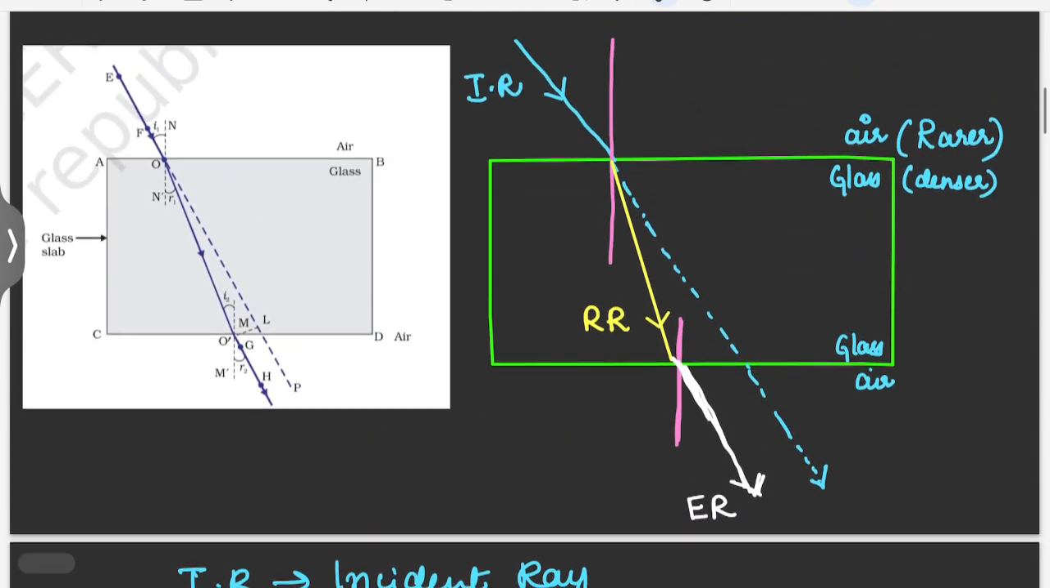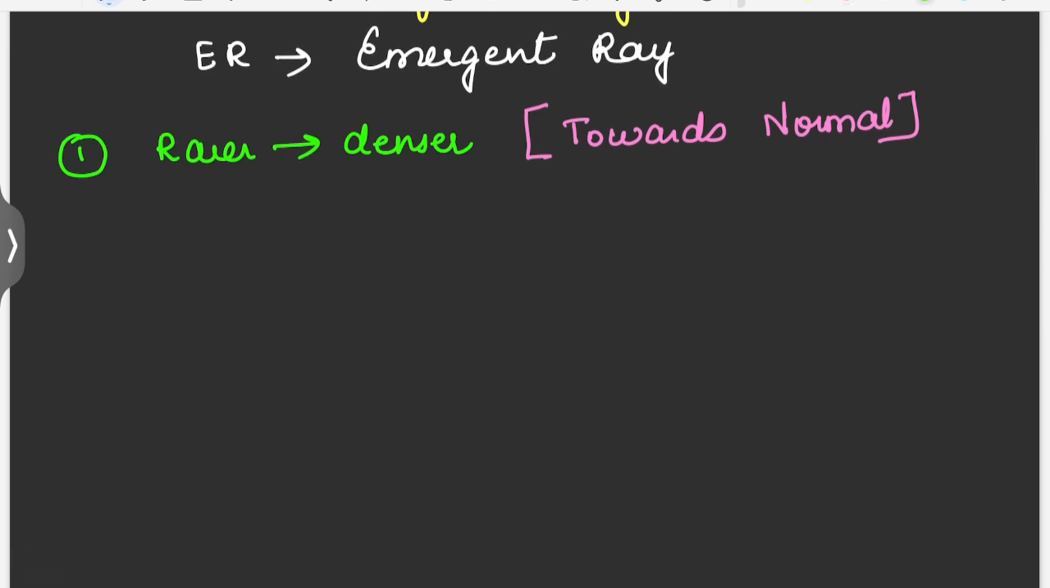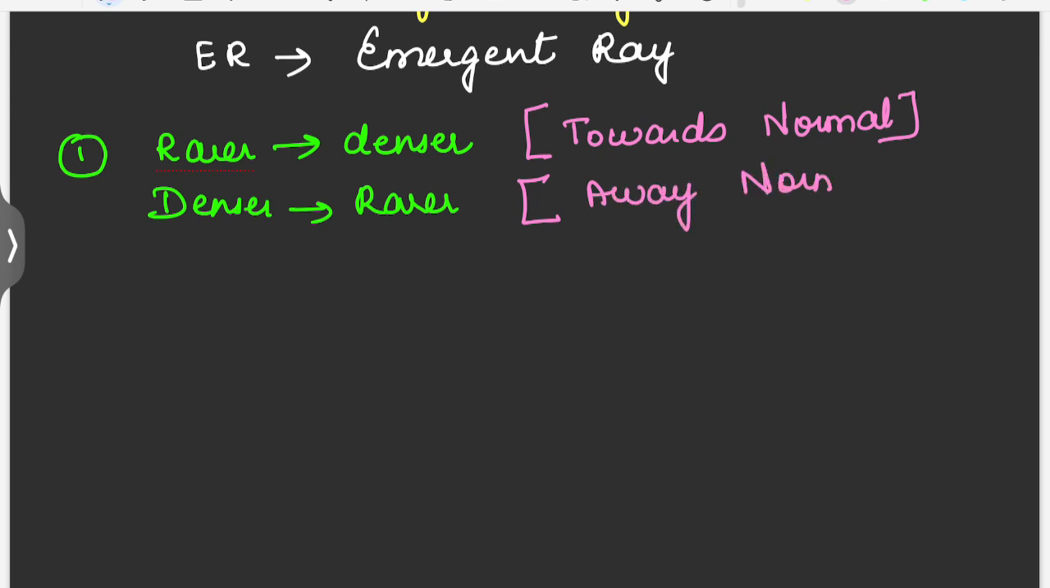So here you see one more. This is the denser medium. When it is moving from denser medium to the rarer medium, what happens? Instead of moving close to the normal, it will move away from the normal. So the second point you will write here: when it is moving from denser medium to the rarer medium, the ray of light will move away from normal. So this is the first point which will come in the board examination.